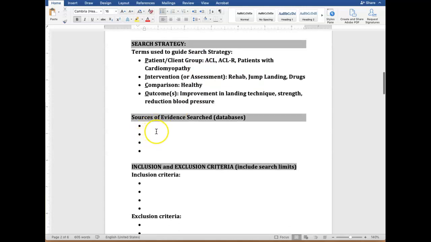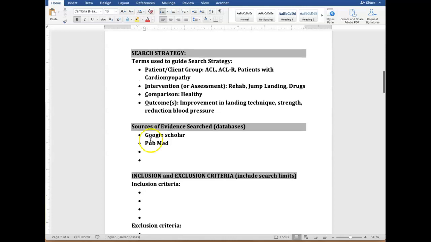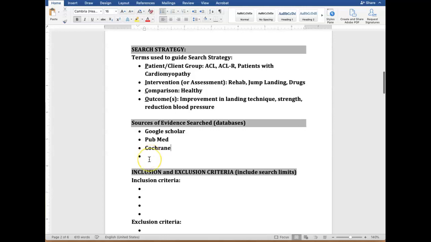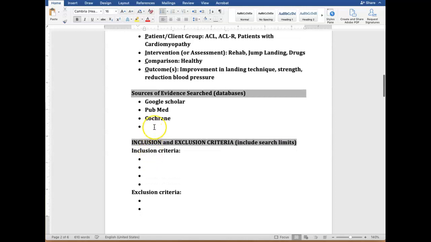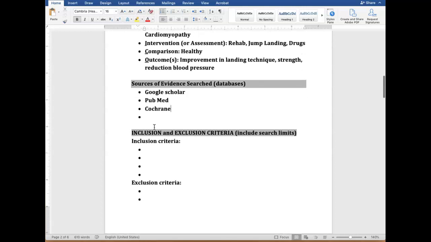Your sources of evidence are what databases you use. I think by the time you finish this class, you'll use more than Google Scholar, but Google Scholar seems to be a popular choice. You could use PubMed, right? I'm just giving examples here. Cochrane database is also a good one. So you'll have different databases that you use to search for research articles and find them. And so you're going to list those there. And that's pretty simple. Again, it's bulleted for a reason, to keep it short, to keep it concise.